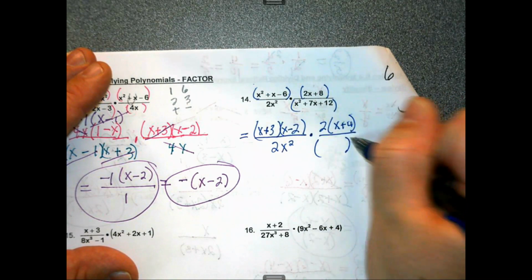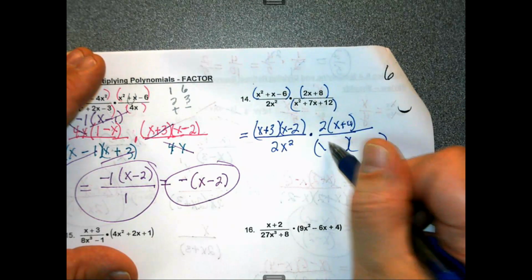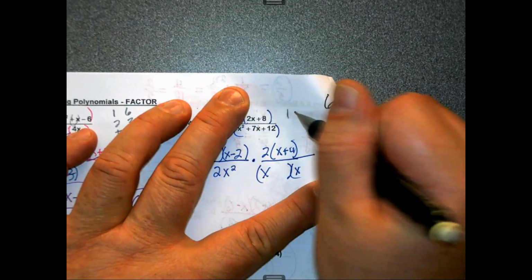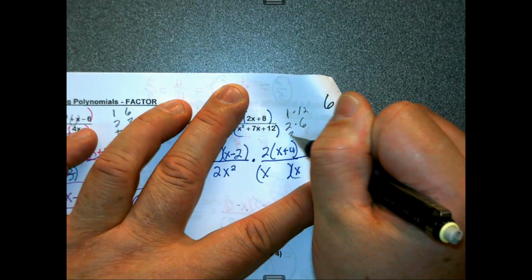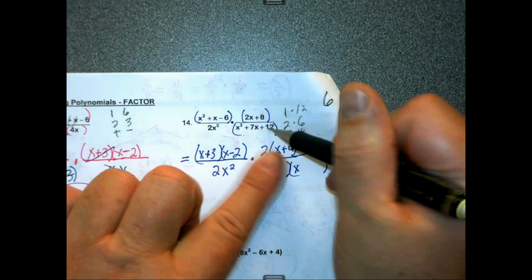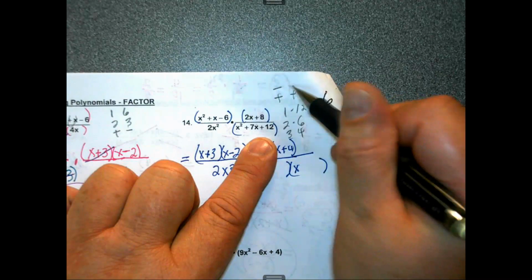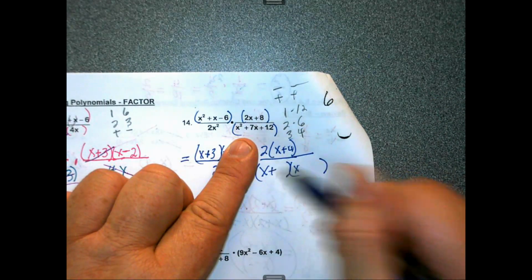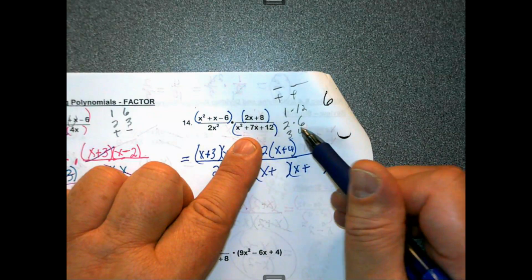Factor the denominator. X times x. Now factors of 12. 1 times 12. 2 and 6. 3 and 4. It's a positive, so it's the same sign. They're going to add up to a positive, so they must be plus times plus. And they're going to add up to 7, so 3 and 4.